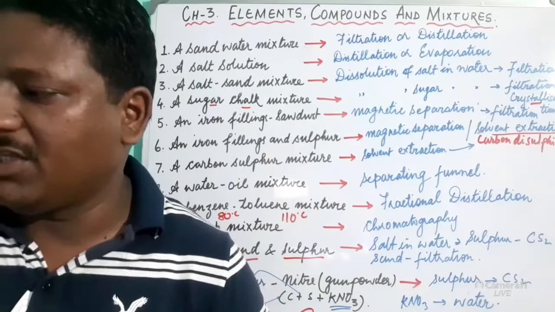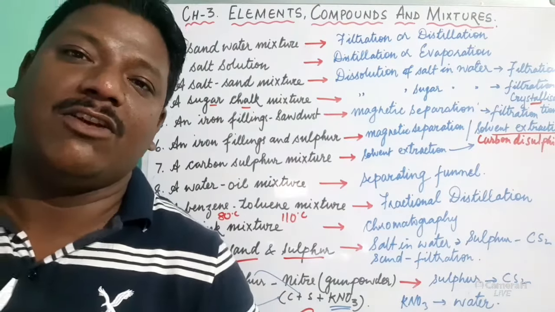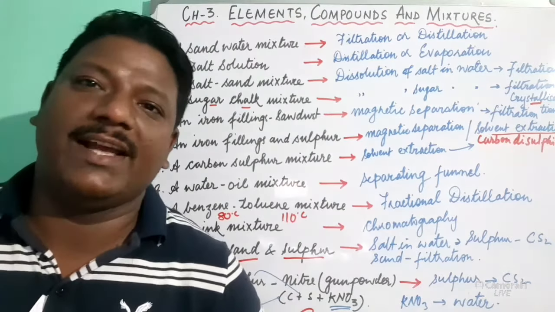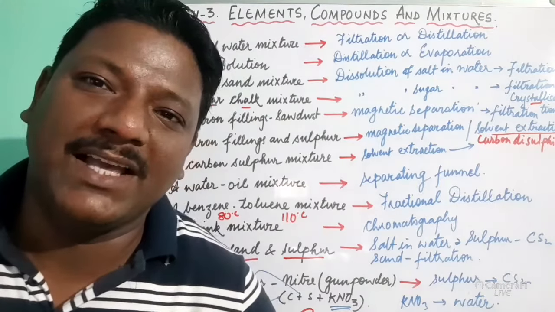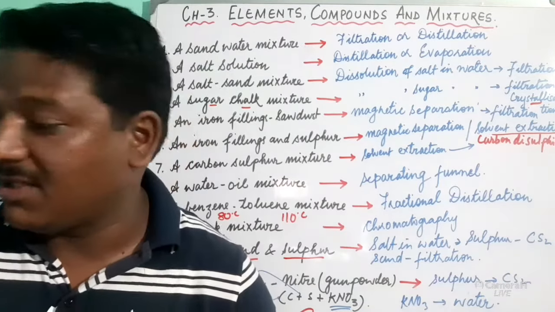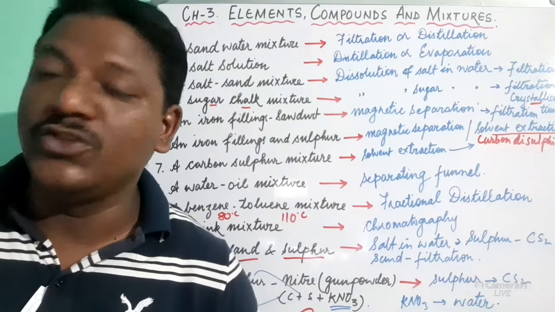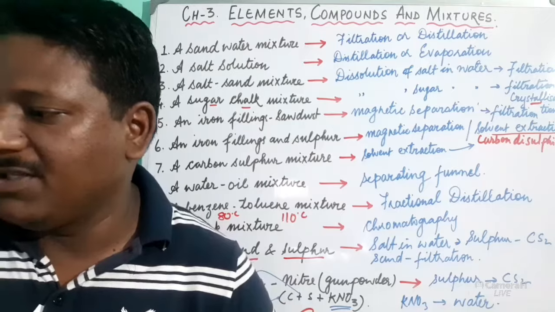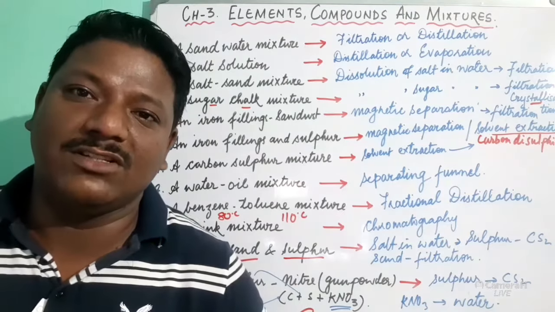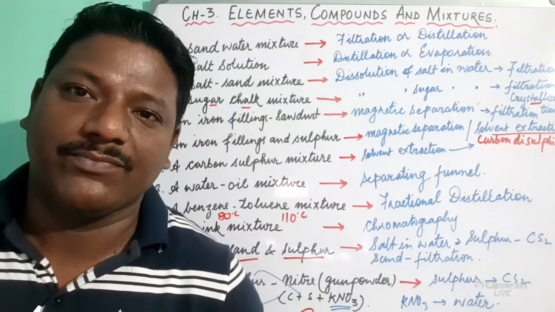Number D, water and carbon tetrachloride. Carbon tetrachloride and water can be separated by the separating funnel. When they are separated by the separating funnel, it means they are not homogeneous, they are heterogeneous. Okay. Number 6, sand and salt. Sand and salt is also heterogeneous.